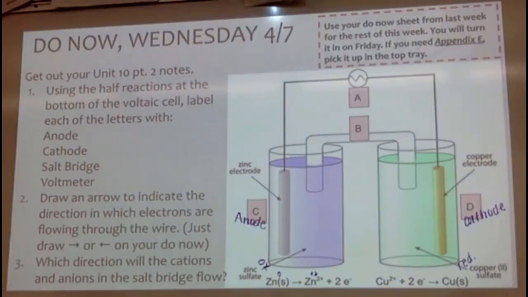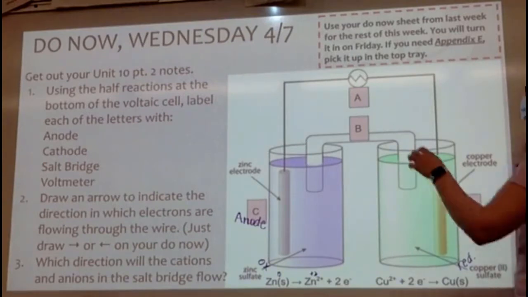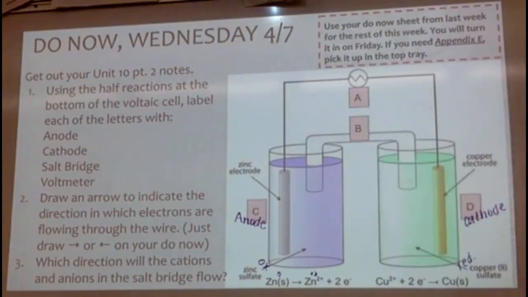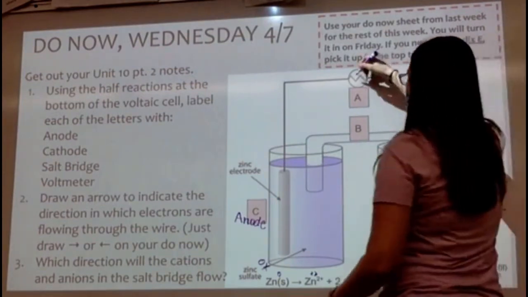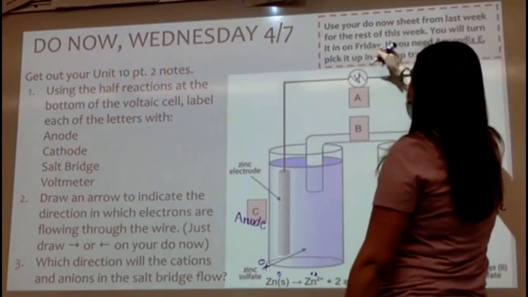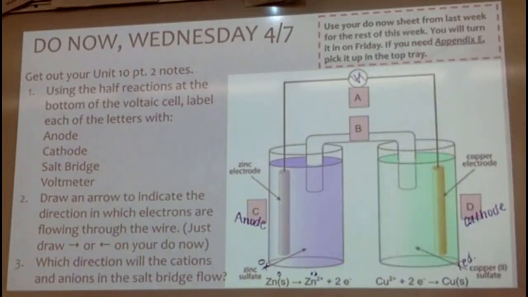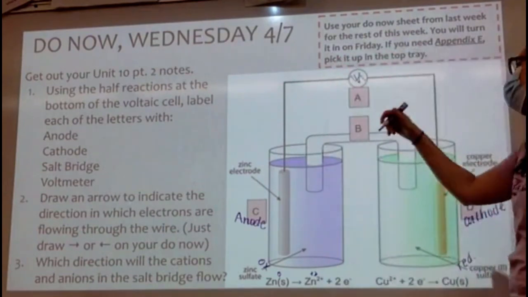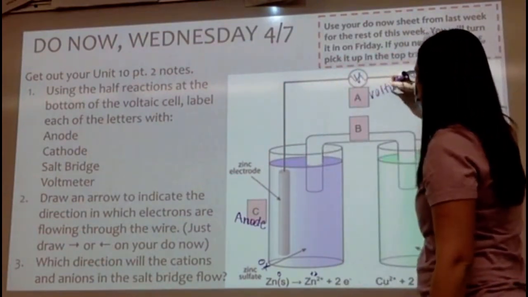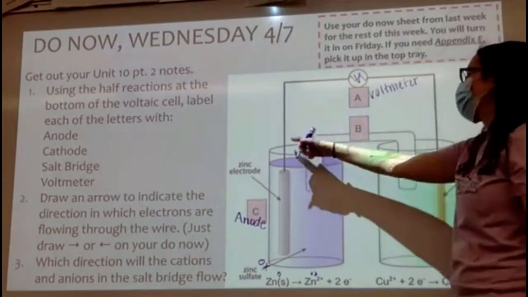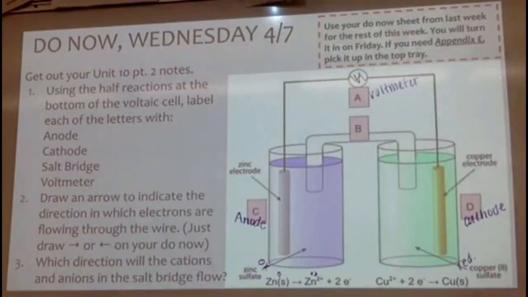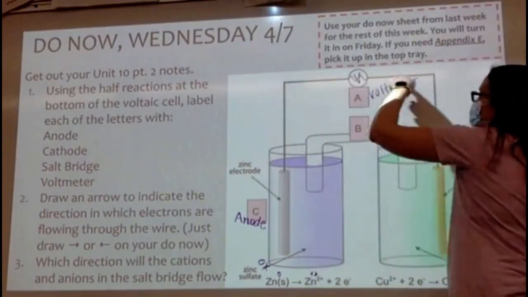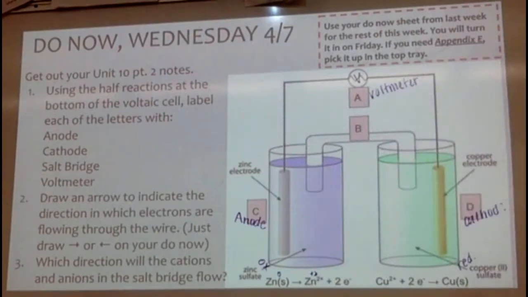Now, once you have the anode and cathode labeled, you can figure out other things about the cell. But then if we look at A and B, we know that we need the salt bridge and the voltmeter. So whatever you have up here, typically you might see it as a V with a circle around it. You might see it as an actual voltmeter, which is a square with numbers on it. But A is the voltmeter. So we have the wire that the electrons flow through because it's a spontaneous reaction in a voltaic cell. The reaction pushes the electrons through the wire.